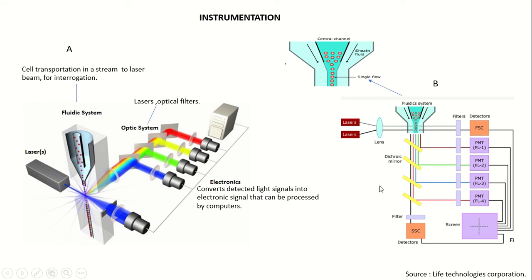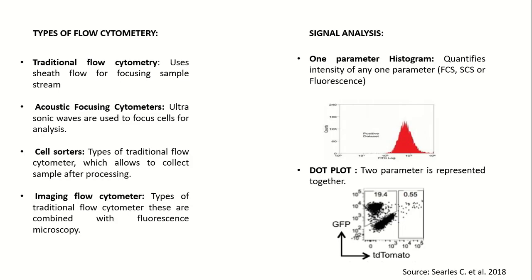Now, although I said that the sheath fluid maintains the single flow of the cells, modifications are there. If sheath fluid is maintaining the single flow, it is considered traditional flow cytometry. If ultrasonic waves do the same function, then it is acoustic. And traditional flow cytometry itself has different modifications.